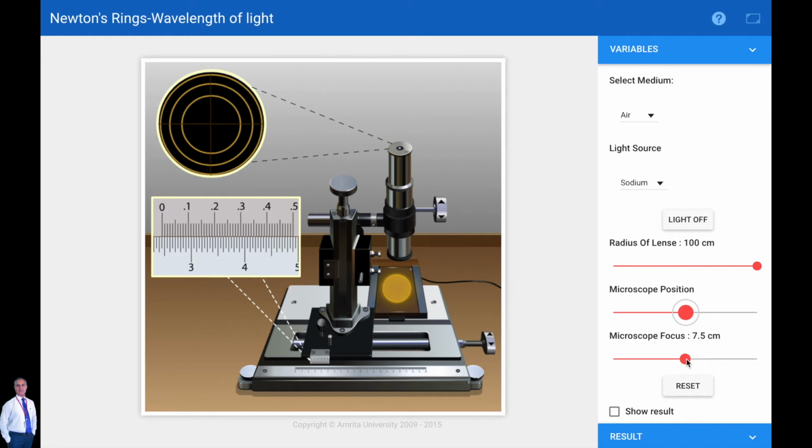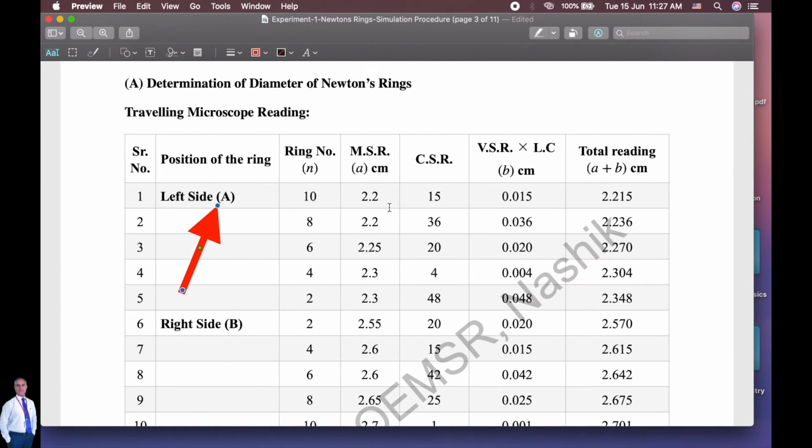Then you can focus the microscope. Look here, once I reduce this, the images are very blurred, and here it is very sharp. So set this at an appropriate location. Once you have set this, what is our job according to the table? Now let's go back to the table.